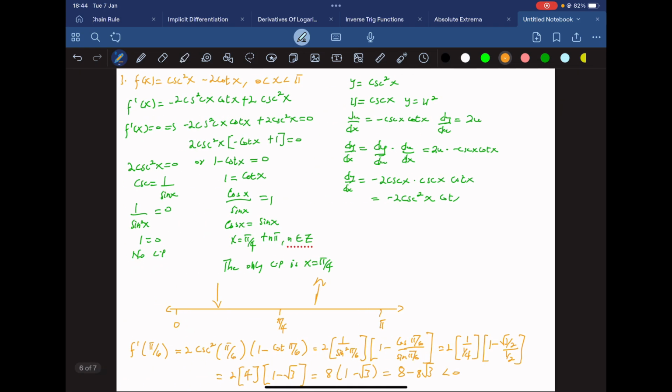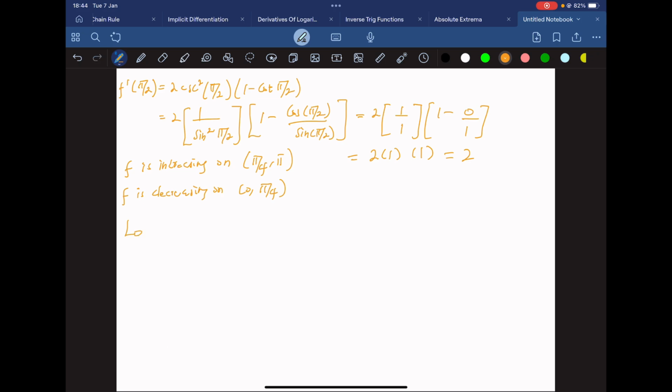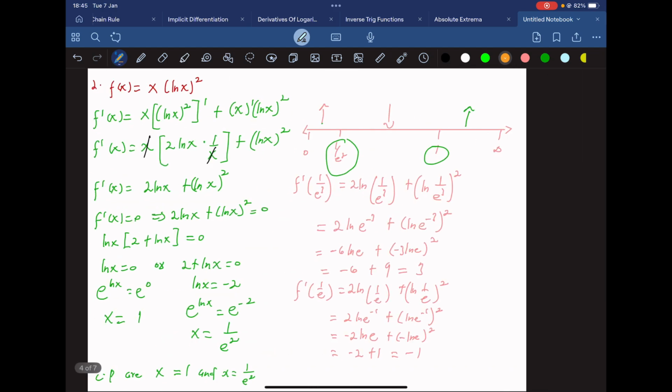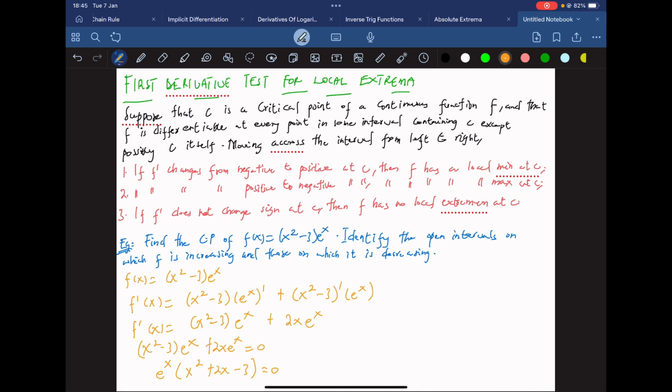Now, also, is there any local max or is there a local min? Looking at this, we can see that at the only critical point that we have, which is pi over 4, the sign changes from negative to positive. Since it does that, it means we have a local minimum. So we have a local minimum at x equals pi over 4. I hope this really explains the concept of what we did today, which is the first derivative test for local extrema.